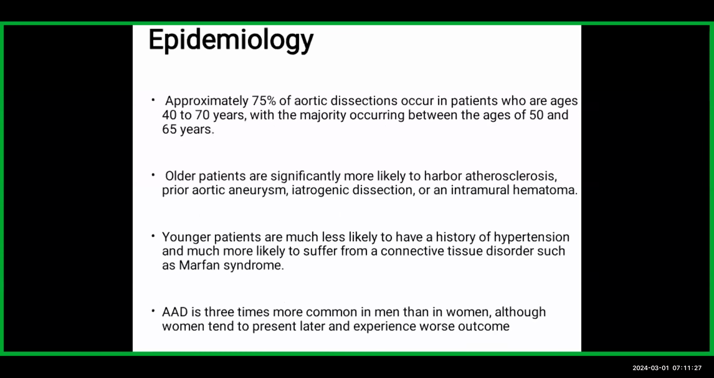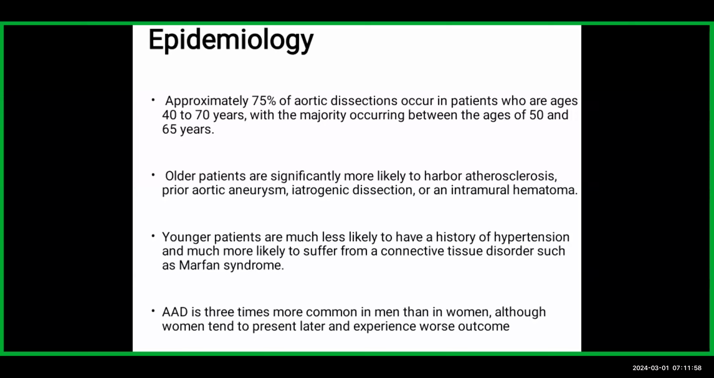Next slide, please. Just for the epidemiology, it's said that for the younger patients, there are a couple of risk factors, which I'm going to talk about briefly on the next slide. Younger patients are less likely to have hypertension compared to older patients, and it can occur within the age of 40 to 70 years. Most of them occur between the ages of 50 to 65 years, just like the index case, where the patient was 54 years old.